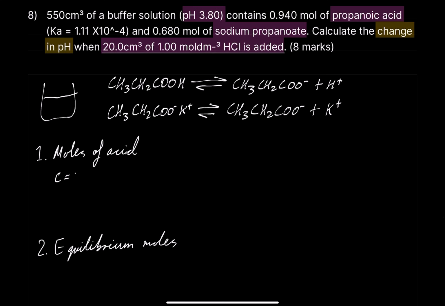Concentration is equal to moles over volume. Therefore, moles is equal to concentration times the volume, right? So the moles of HCl is equal to, what's the concentration again? Yeah, so 1 times... I can see from here it's just 0.02. But remember, we have to convert our volume from centimeters cubed to decimeters cubed, and that's going to be the volume of acid.